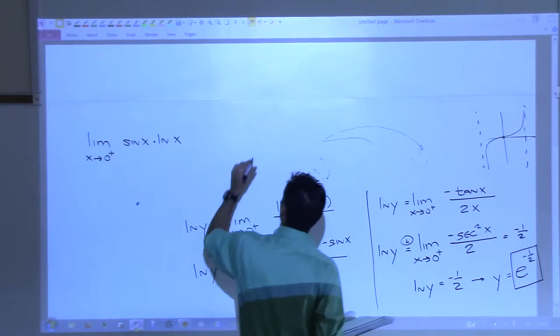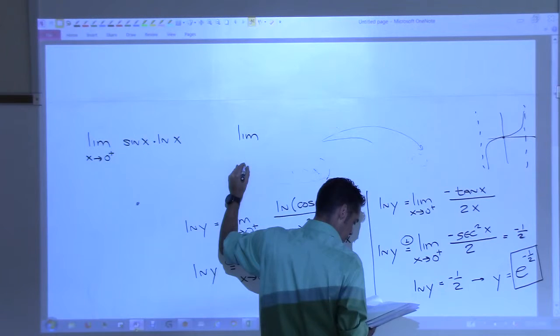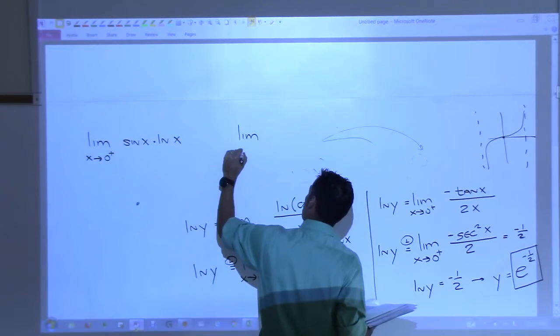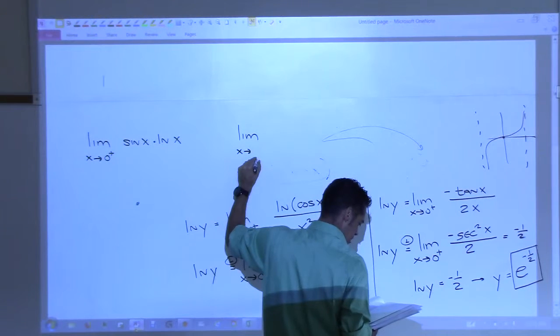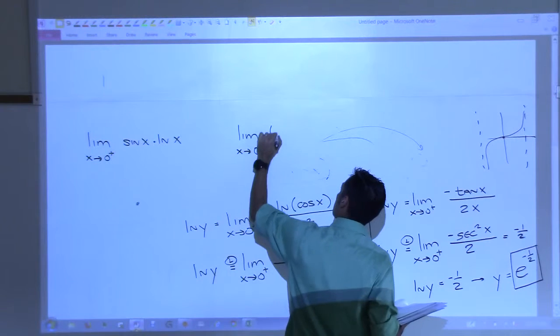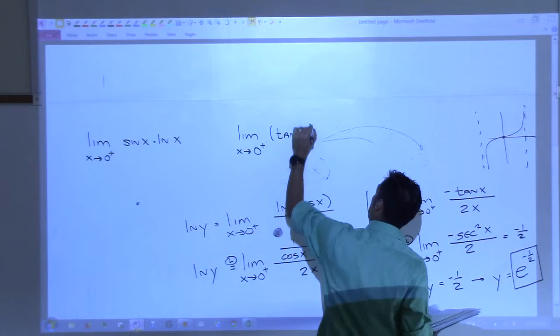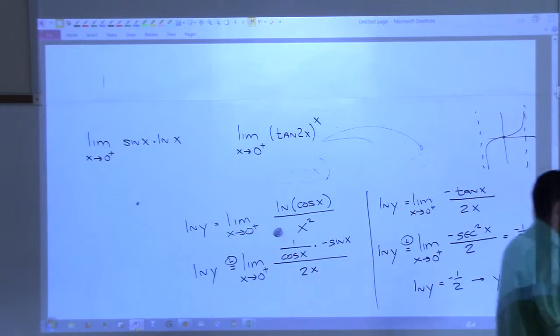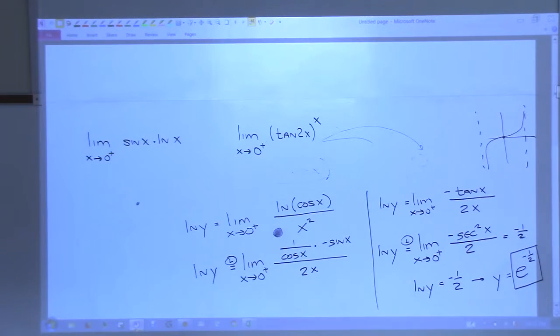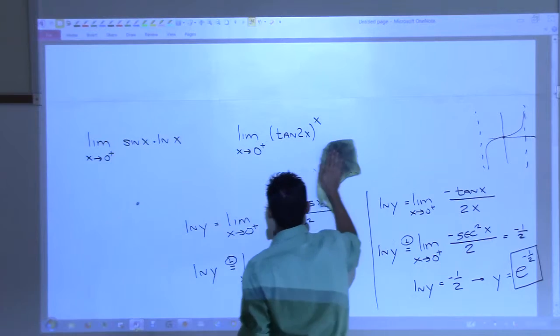And then another one: limit as x approaches 0 from the right of tangent 2x raised to the x. So we only have about, what, 7 minutes left? See if you can't get at least that first one done. And the other one's up there, if you finish the first one, to give you something to work on.